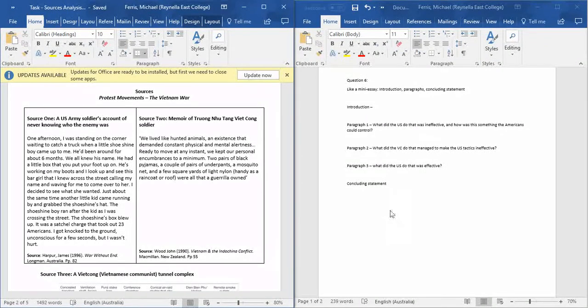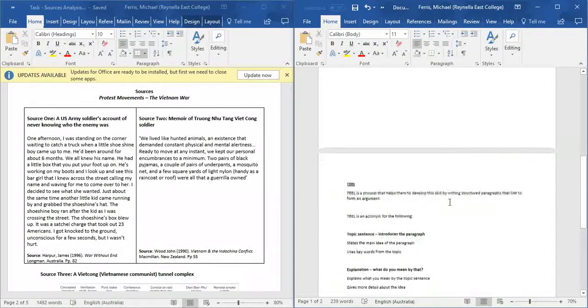If you are able to write an introductory and concluding statement, if you use evidence from all of the sources, and if you have a counter-argument, so having this third paragraph is really important, if you can do all of those things, then you're quite likely to receive the full marks for this question.